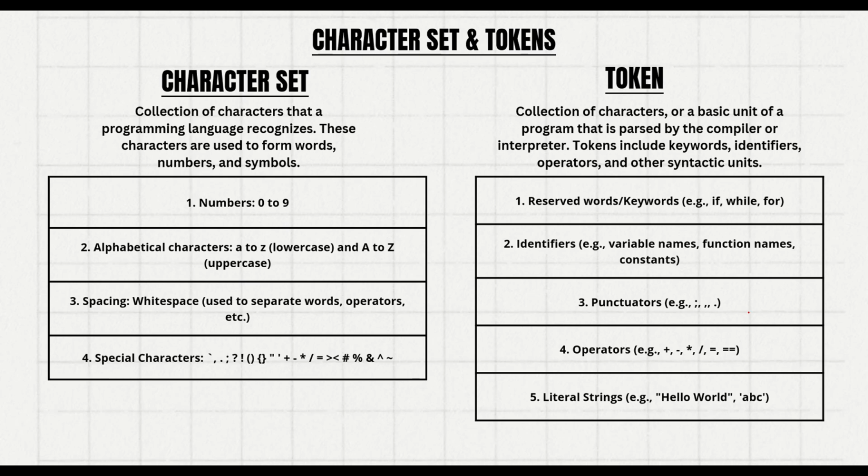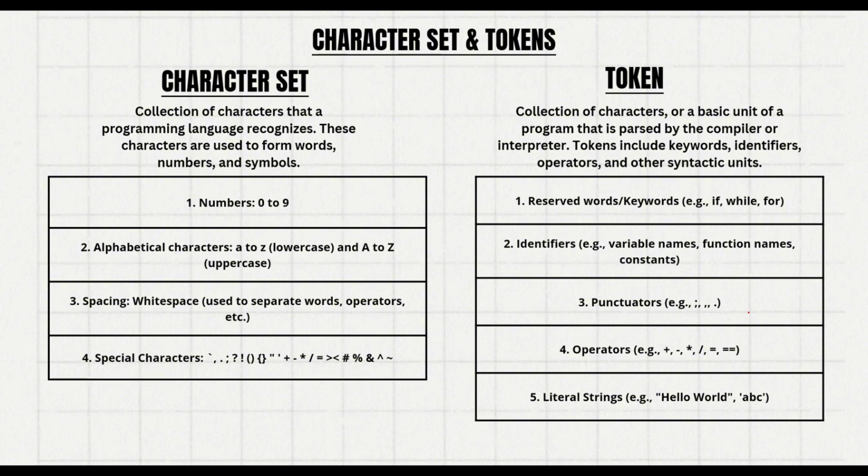Let's talk about the two foundational concepts in programming language: character sets and tokens. Understanding this will give us insight into how programming languages interpret different characters and symbols. Let's start with the character set. The character set is a collection of characters that a programming language recognizes. These characters are essential for forming words, numbers, and symbols.